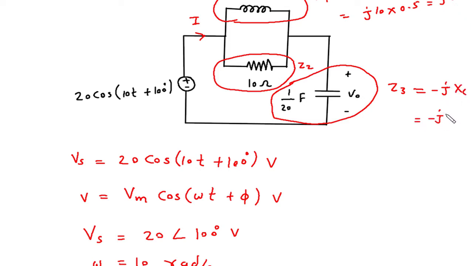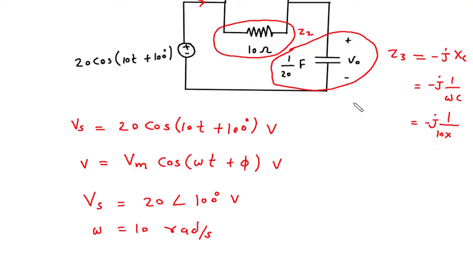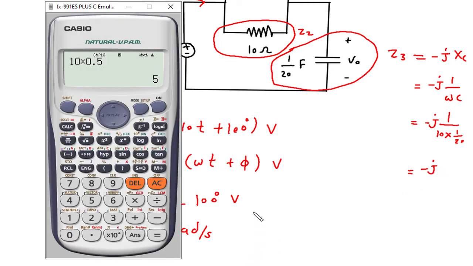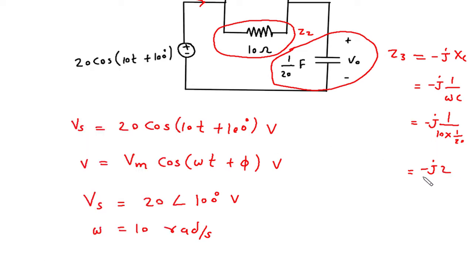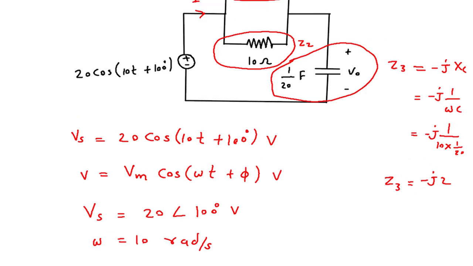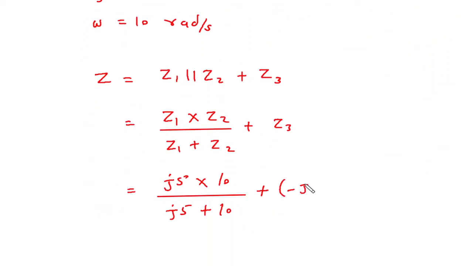Now Z3 is equal to minus jXC. So this will be minus j 1 upon omega C. So this will be minus j 1 upon omega, which is 10, into C. C is 1 upon 20. Or we will write 1 upon 20 as it is. So this will be minus j, one upon 10 into 1 upon 20. So it is 2, minus j2. This is the value for Z3, minus j2.